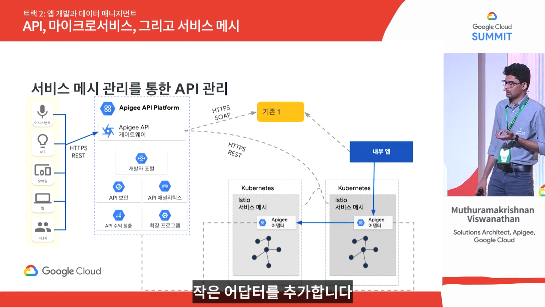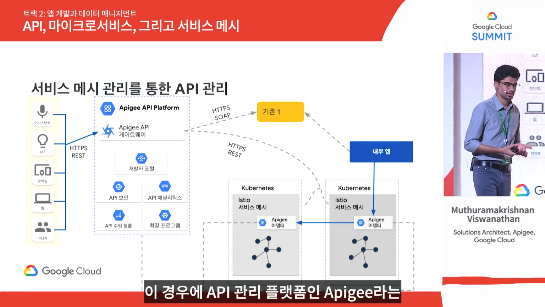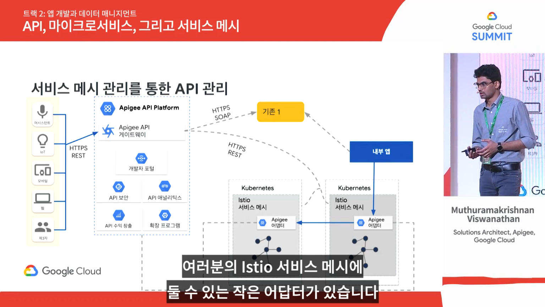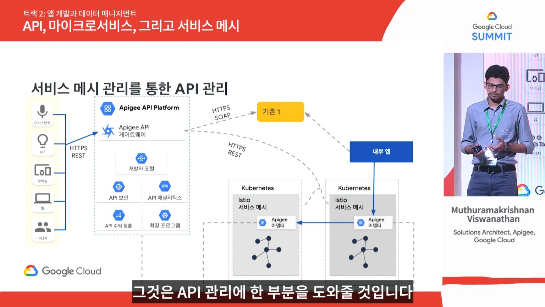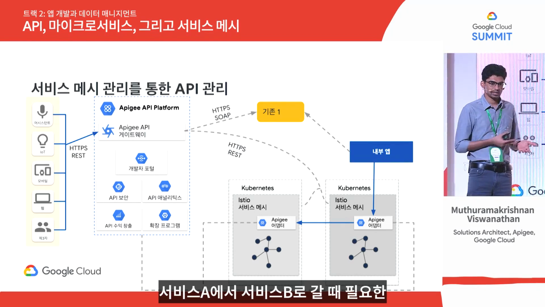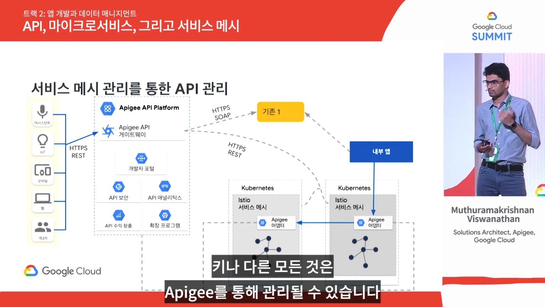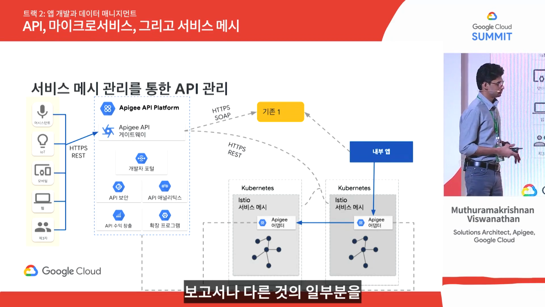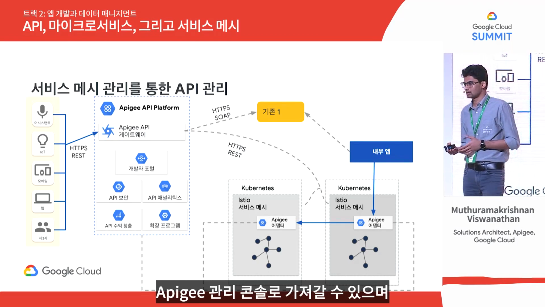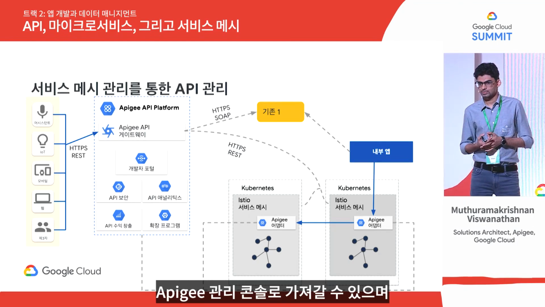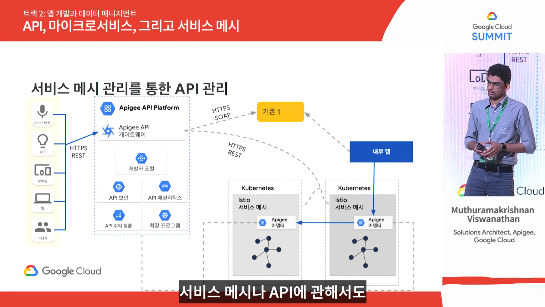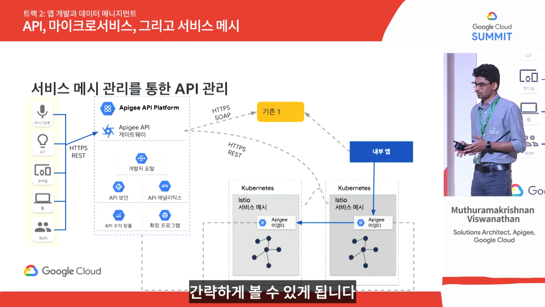In this case, Apigee, which is the API management platform, has a small adapter that you can install alongside your Istio service mesh that will help you do some of these API management capabilities. For example, service A to service B authentication, the keys and everything can be managed by Apigee, right? Also, it can take some of these reports and analytics and push them back to the Apigee management console, and you can have a quick view of what's happening alongside your service mesh and your APIs at the same time.